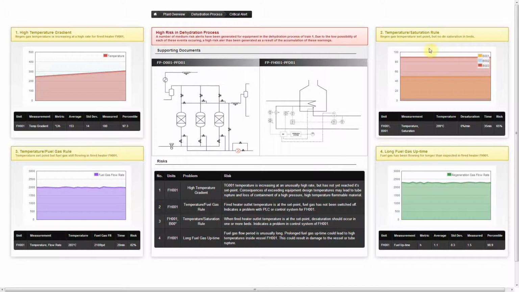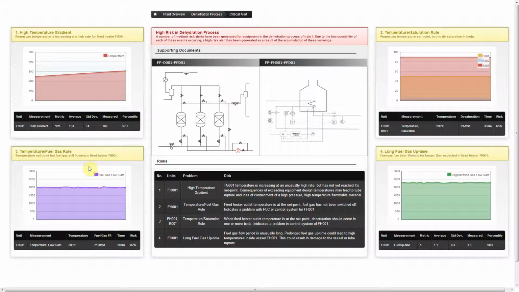What this one's saying is, if the temperature is at the set point of the regeneration gas, we would expect to see desaturation in one of our beds. But since none of the beds have reduced their saturation level, this is an odd state for it to be in. So that's why this alert has been generated.